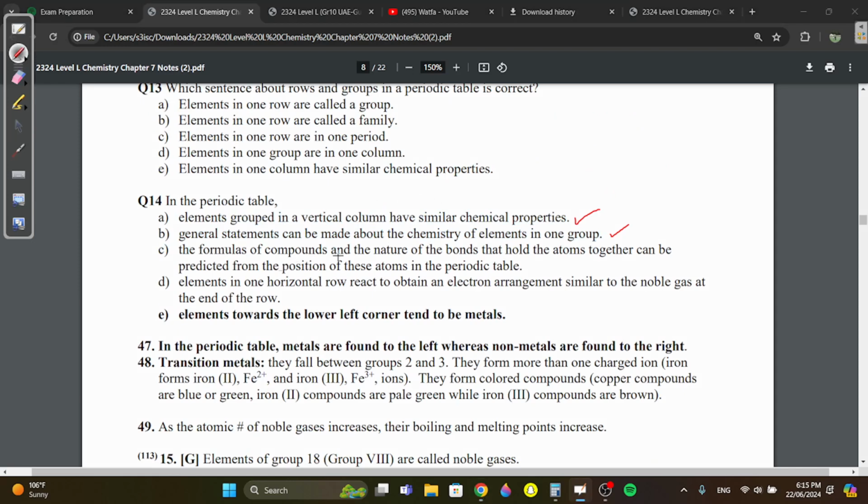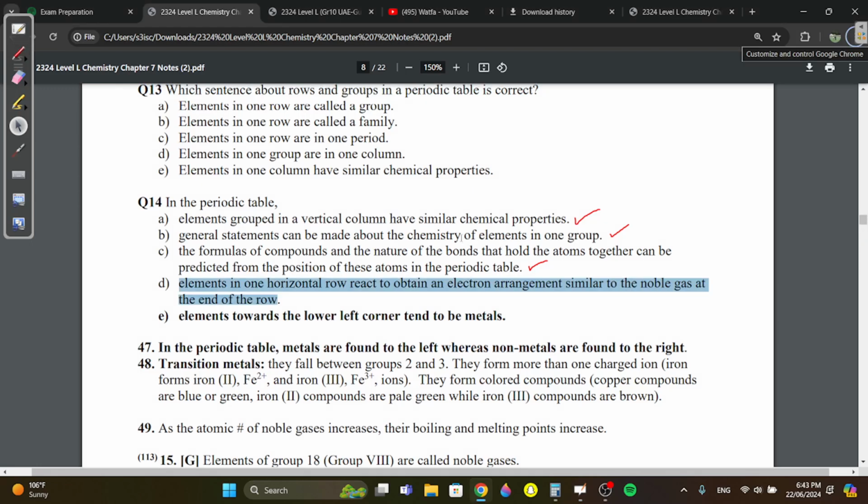The formulas of compounds and the nature of the bonds that hold the atoms together can be predicted from the position of these atoms in the periodic table. Yes. Elements in one horizontal row react to obtain an electron arrangement similar to the noble gas at the end of the row. Yeah.